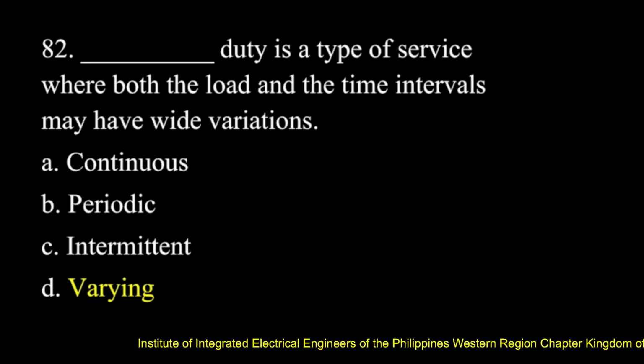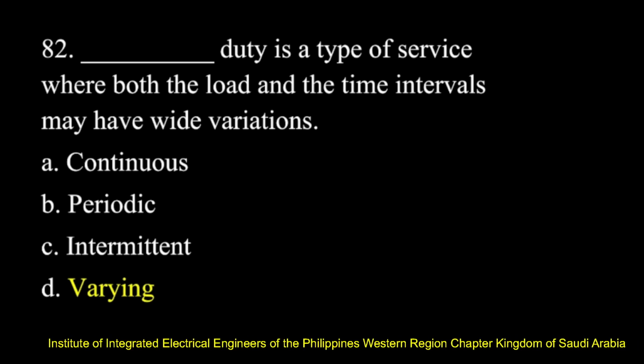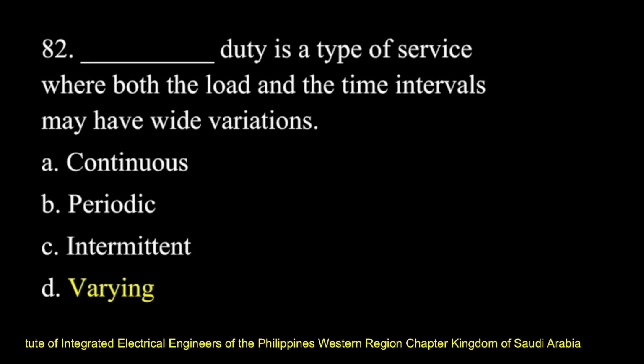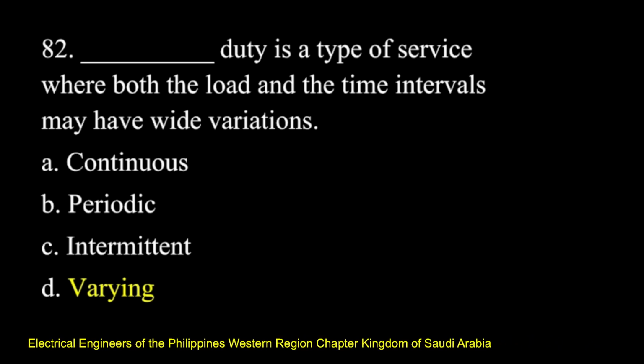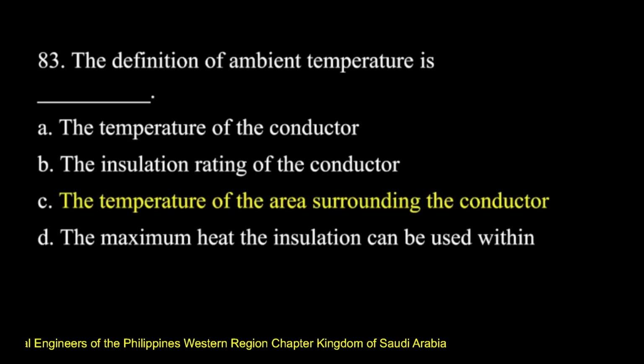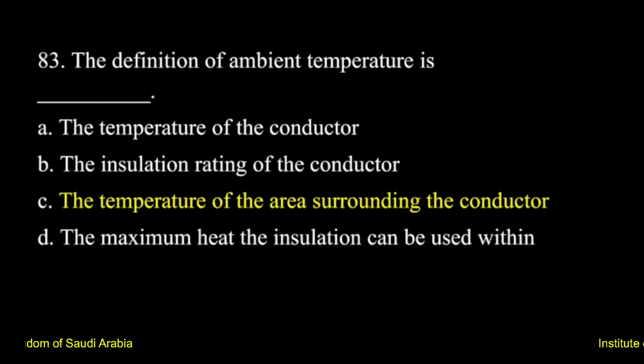Blank duty is a type of service where both the load and the time intervals may have wide variations. A. Continuous. B. Periodic. C. Intermittent. D. Varying. The definition of ambient temperature is blank. A. The temperature of the conductor. B. The insulation rating of the conductor. C. The temperature of the area surrounding the conductor. D. The maximum heat the insulation can be used within.